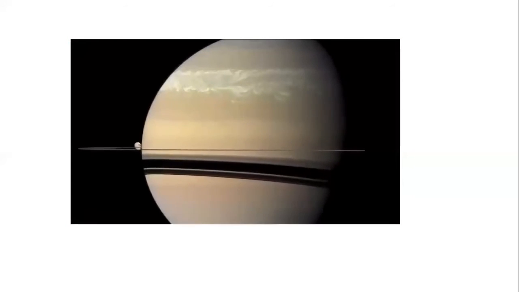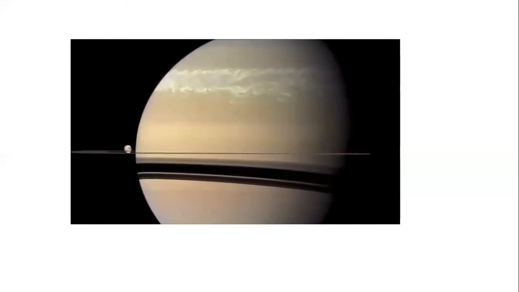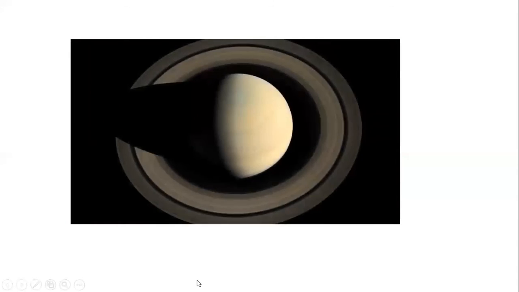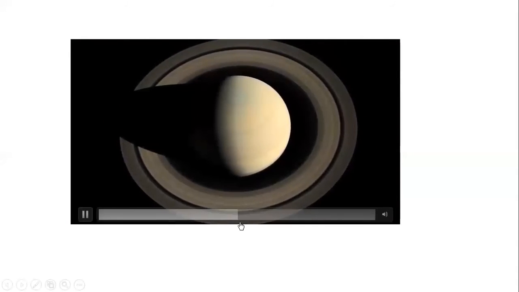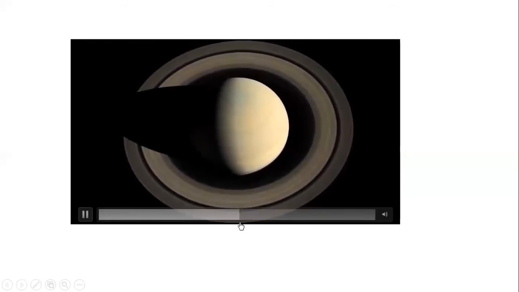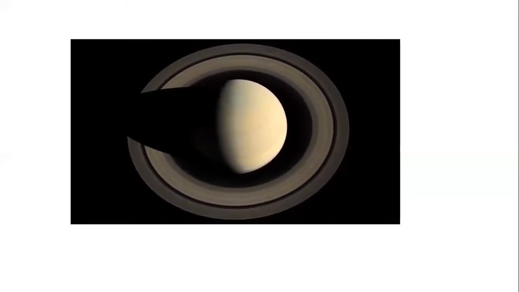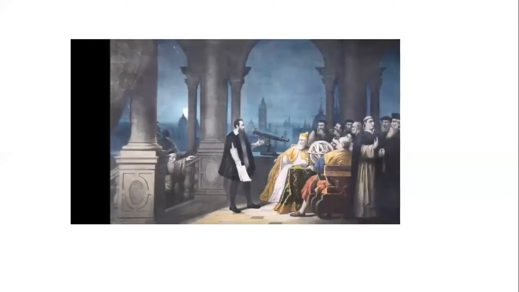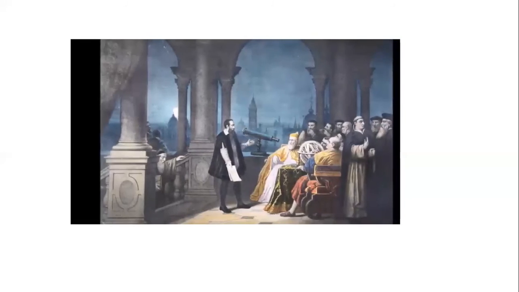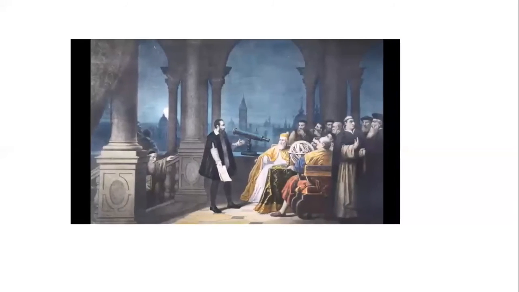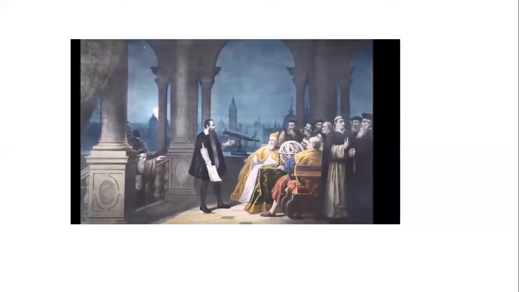Although ancient astronomers knew about Saturn, no one knew about its rings. The rings are not visible without the help of a telescope, so it wasn't until the astronomer Galileo used his telescope to observe Saturn in 1610 that people knew that there was anything different about it at all.